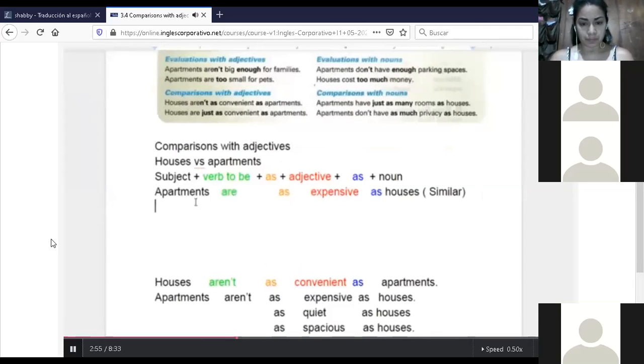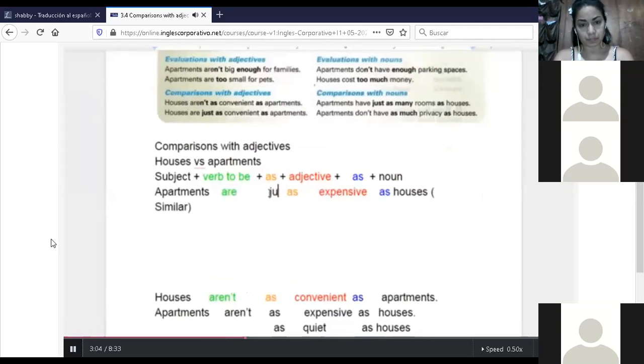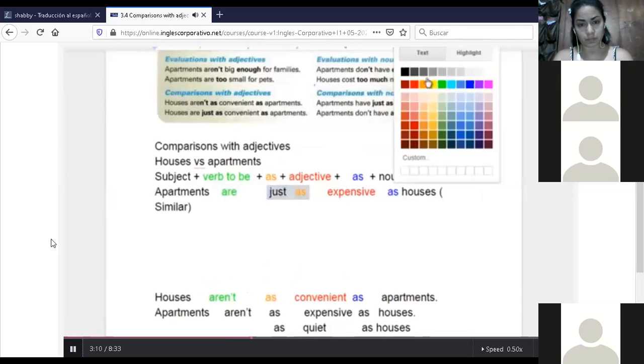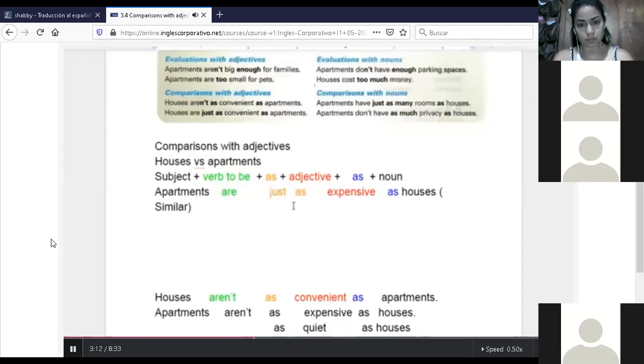Apartments, that's going to follow the verb to be in its positive form. And then it's going to follow as or just as. Actually, you can either say just as or you can simply say as. And both will be the correct way of expressing it. So we can say apartments are just as expensive as houses. And that's my personal opinion, right?